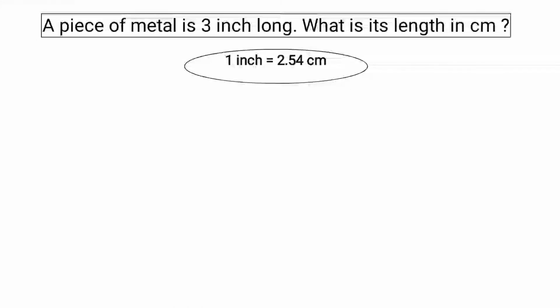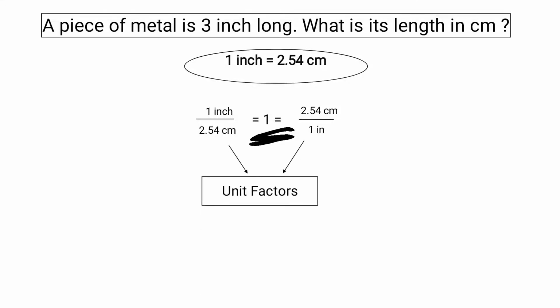If 1 inch equals 2.54 centimeter, then the ratio, that is 1 inch divided by 2.54 centimeter, is equal to 1, and also the reciprocal of the ratio, that is 2.54 centimeter divided by 1 inch, is also said to be equal to 1. So both these factors are said to be equal to 1. These factors are called unit factors.